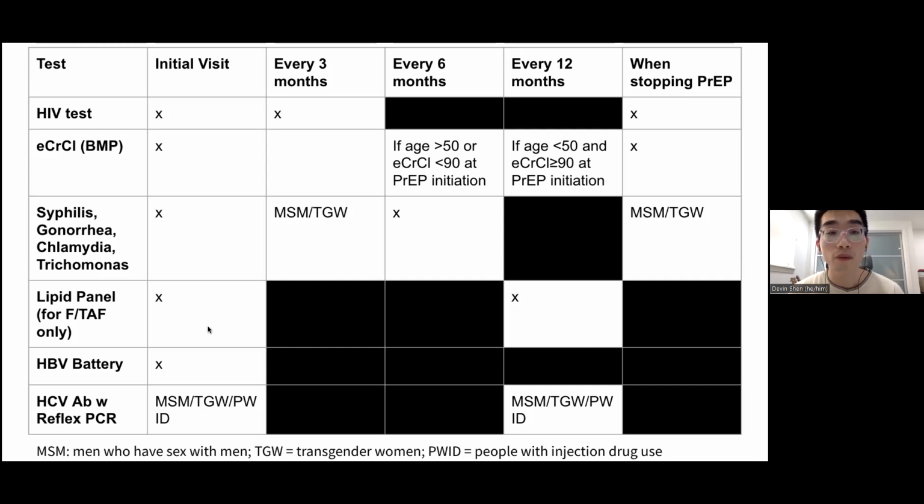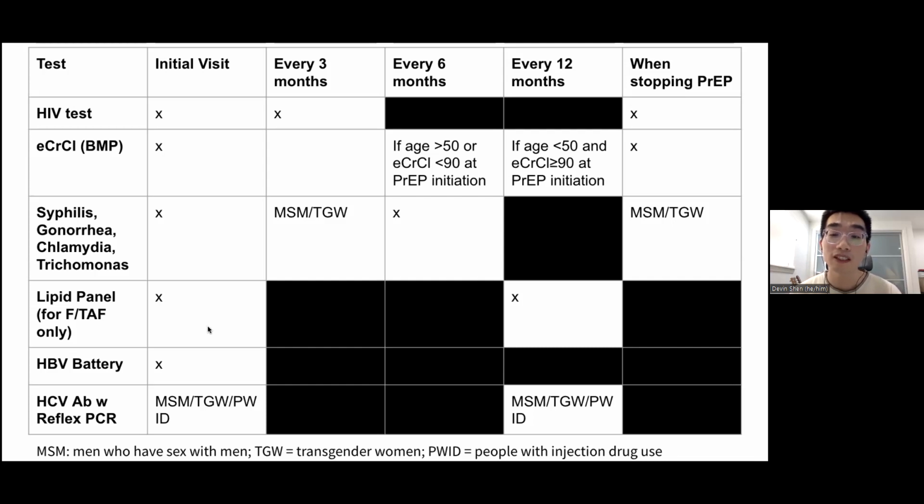In terms of repeat monitoring, every 3 months, you would have the patient come back for an HIV test and STI screening. And the frequency to do BMP screening for renal function depends on a couple things. It depends on the time that the PrEP was started on the patient, what their age and baseline renal function was. So if a patient is age greater than 50 with the estimated creatinine clearance of less than 90 at the time of PrEP initiation, then you would obtain a BMP every 6 months.